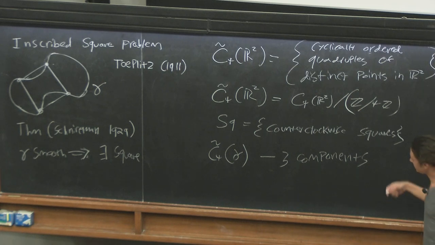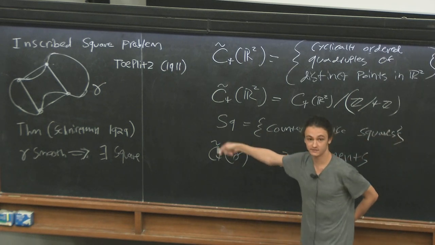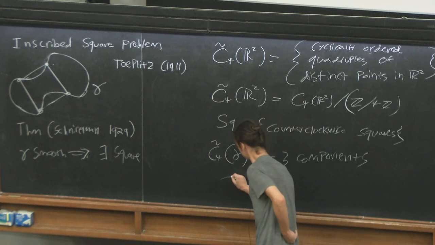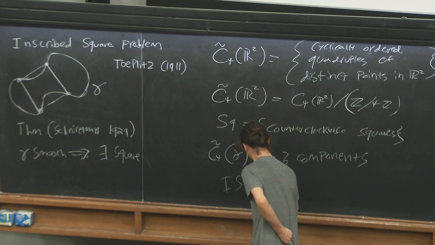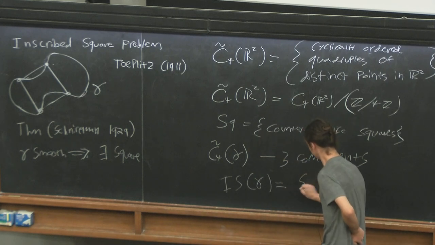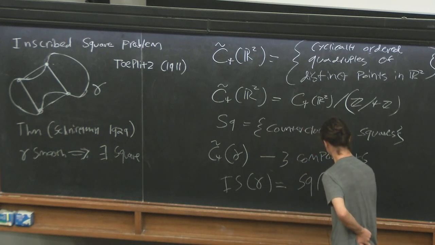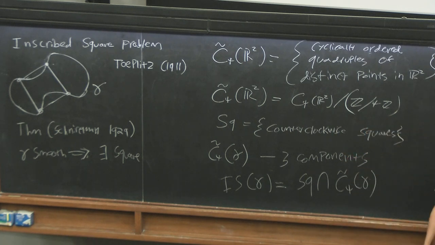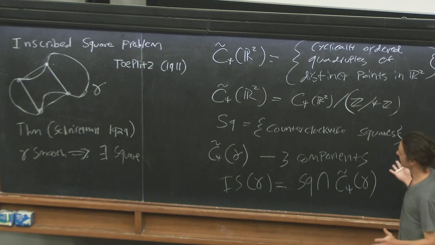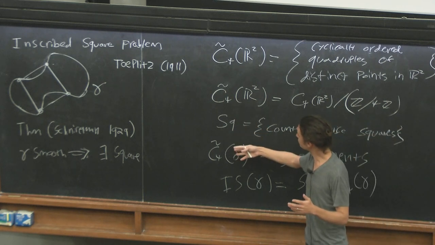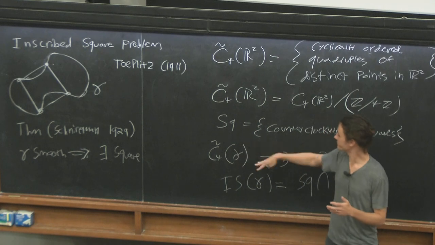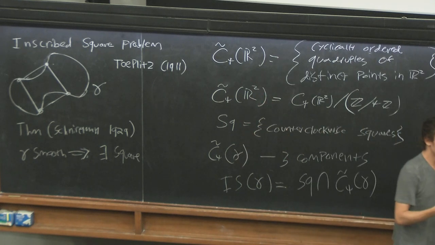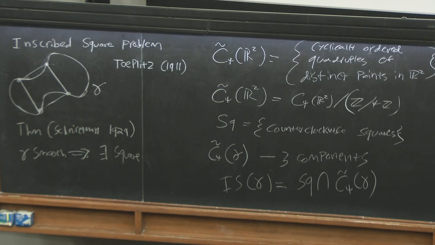In particular, we're interested in the intersection of these two spaces. I'm going to define inscribed squares of gamma to be the intersection, SQ intersect C4 tilde of gamma. This is the thing that we're trying to prove is not empty. In the case where gamma is smooth, these are both smooth submanifolds of this manifold, and they're both dimension 4, this is dimension 8. So we expect there to be some distinct set of intersection points, and we should be able to count the intersection parity, morally speaking.